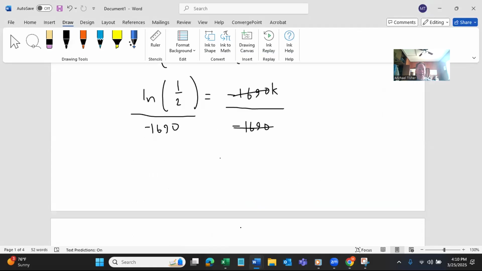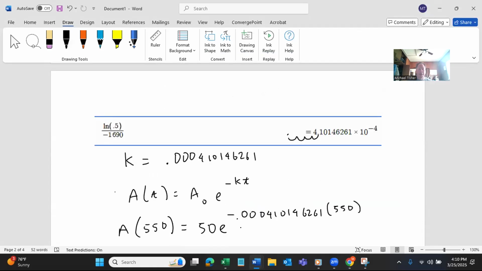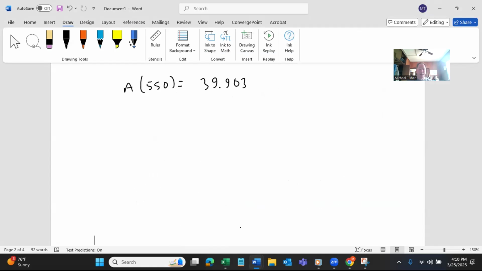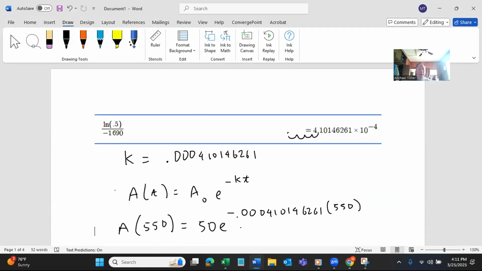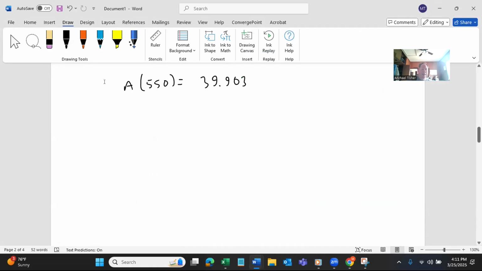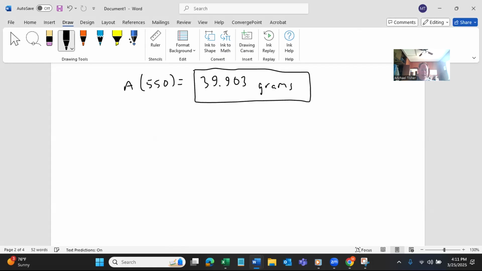So the half-life is 1,690 years, and 550 years is a small amount of time compared to the 1,690, and so that means there's still a good amount of substance left from the initial 50 grams. I believe that's in grams, yes. So there were 50 grams, and now what's left is 39.903 grams. All right, and that's how to do a half-life problem.